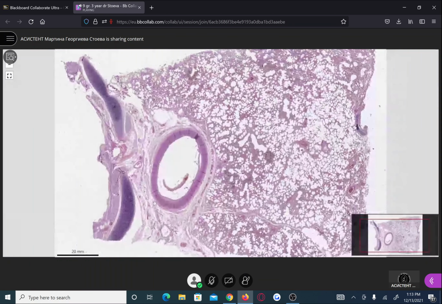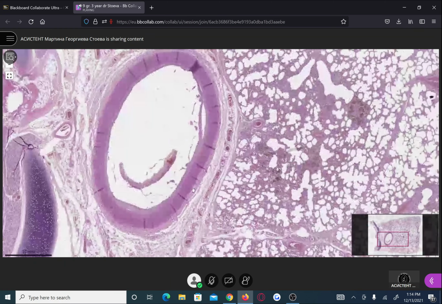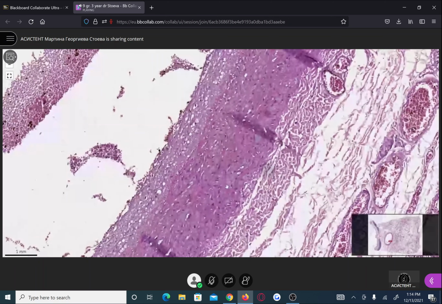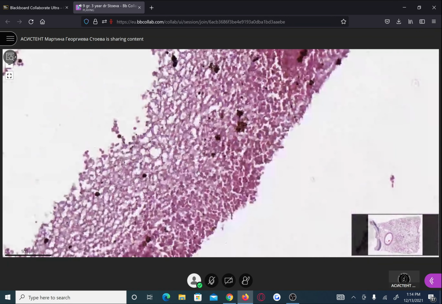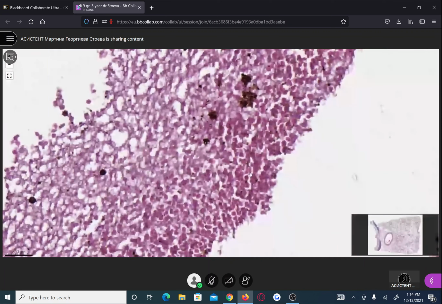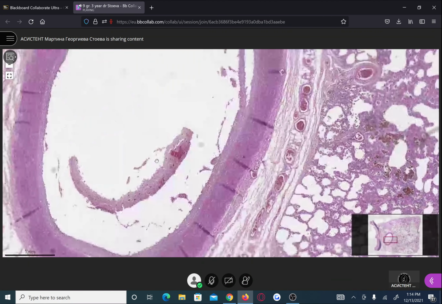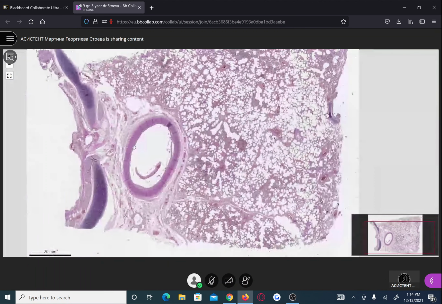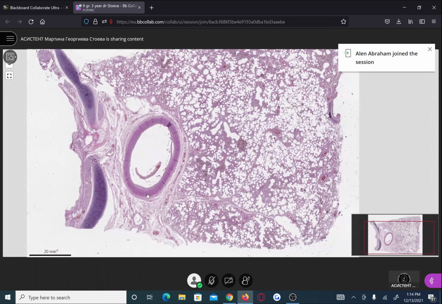The other large structure visible here is an artery. Note the thick muscular wall, and also in the lumen we can find erythrocytes. I'm mentioning the artery because I've heard students during the exam saying that this is the bronchus, which is not true. This is a large artery that is parallel to the bronchus, which is on the left side.